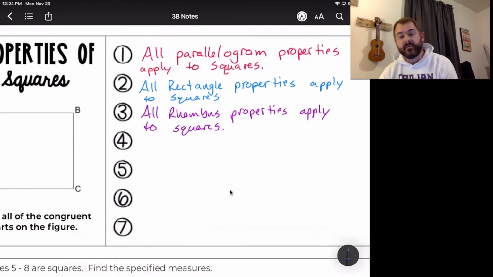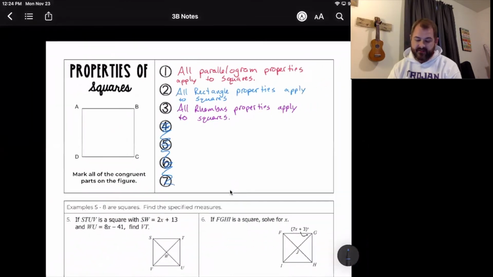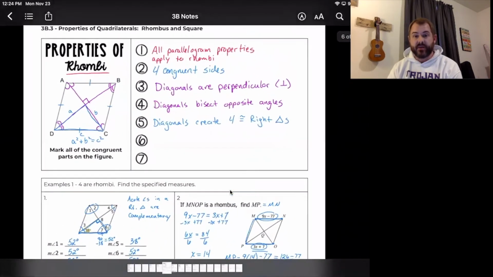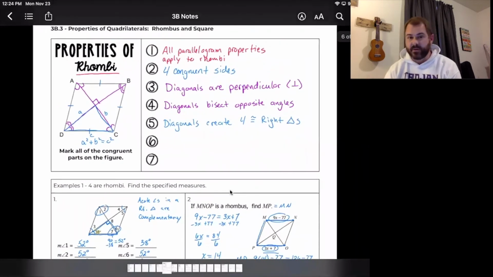All parallelogram properties apply to squares. All rectangle properties apply to squares. All rhombus properties apply to squares. Those are the only characteristics we need to write down because we already have those listed out previously in the notes. So all of these properties of a rhombus will apply to squares: 4 congruent sides, diagonals perpendicular, diagonals bisect opposite angles, diagonals create 4 congruent right angles or right triangles.